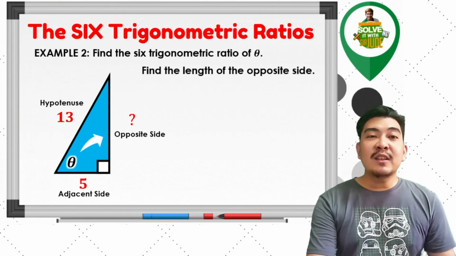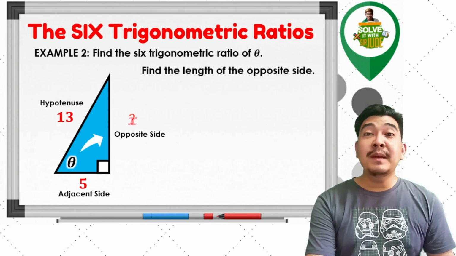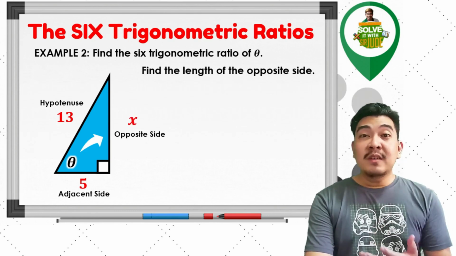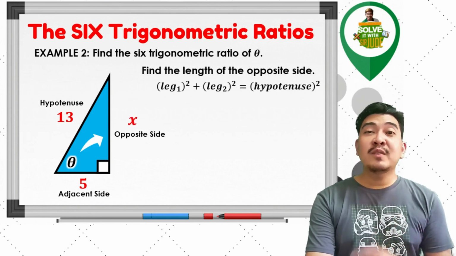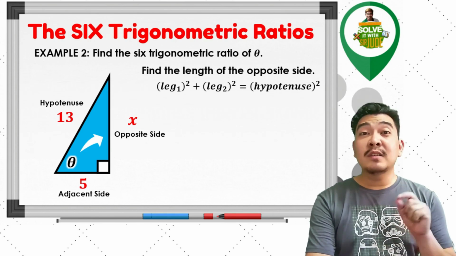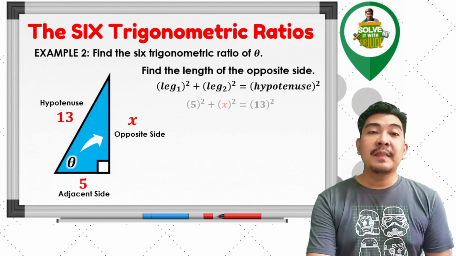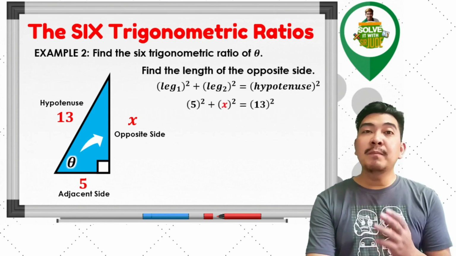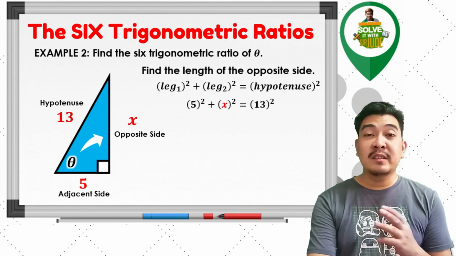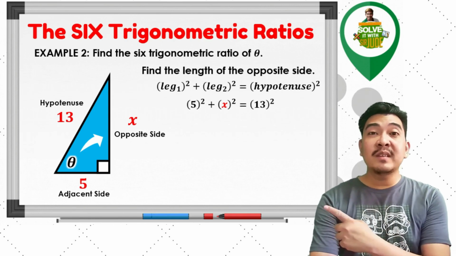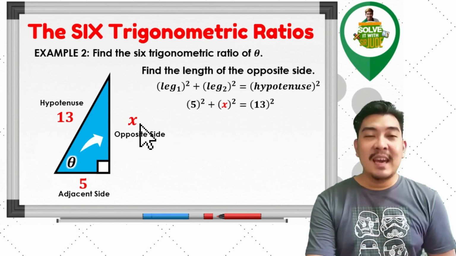So to find the length of the opposite side, we need your Pythagorean theorem. So the Pythagorean theorem, that will be the sum of the squares of the legs is equal to the square of the hypotenuse. So if we are going to substitute, so that will now be 5 squared plus x squared is equal to 13 squared. So if you can see, we represented the opposite side as x.